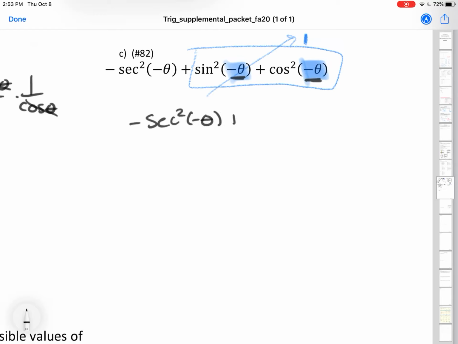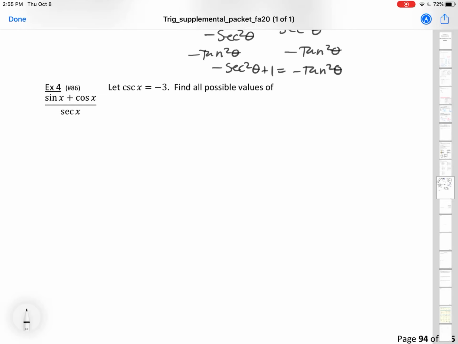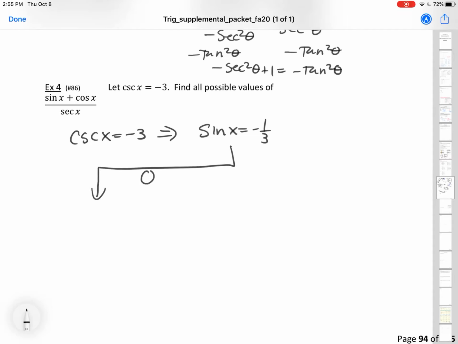Now, this one is just testing our knowledge. They would like us to evaluate this, and one thing that they're telling us is that cosecant x is equal to negative 3. And they want to know all possible values. Well, I don't think very well in cosecants, so I'm going to change that to sine x being negative 1/3. So here's what I know from that. I'm either in quadrant 3 or I'm in quadrant 4. That's why they're asking you to give all possible values of that.